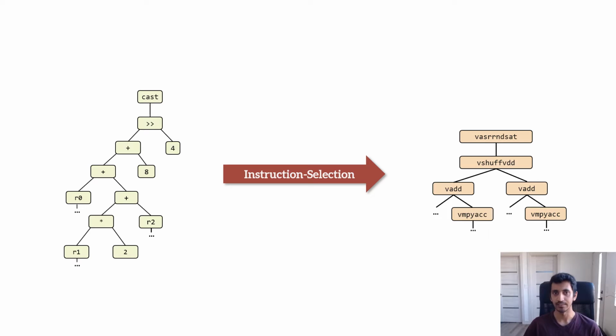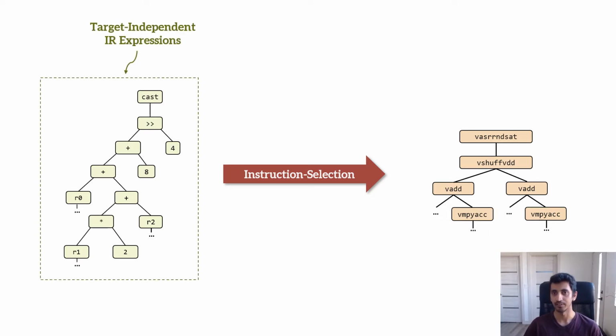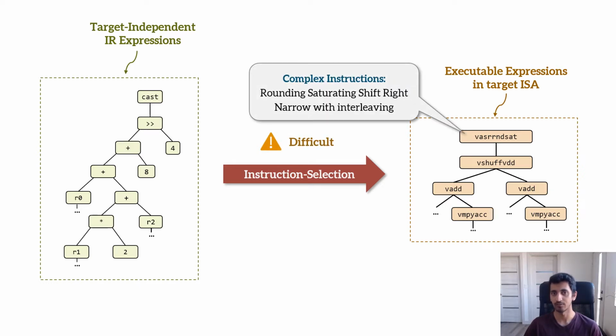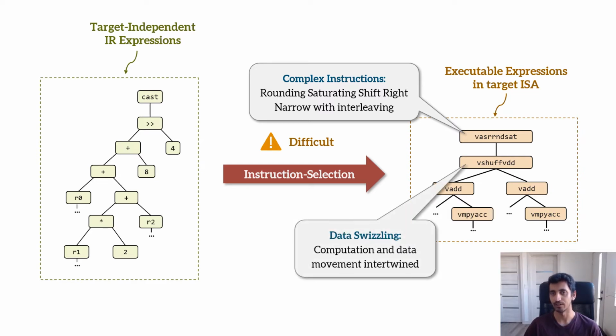Instruction selection is a key phase in any optimizing compiler, whereby expressions in the compiler's intermediate representation are translated into executable instructions from the target platform's instruction set. Unfortunately, when targeting modern vector instruction sets, choosing the optimal sequence of instructions can be extremely difficult. Not only do these instruction sets include a rich set of complex intrinsics, but the optimal implementations often require an intricate interweaving of data movement and computation.